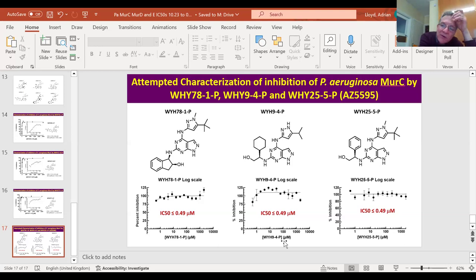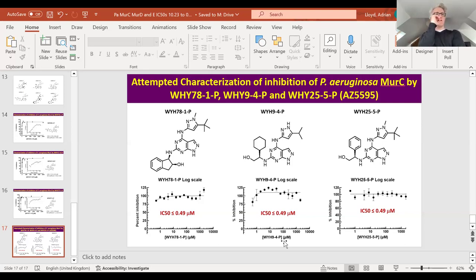And then, of course, once we've got more UDP-MurNAc in stock, we can go back and finish off the Atomwise hits that we've got against MurC. And we will, of course, polish off MurF as well. So that's the general move forward at the moment, as far as the enzymology at Warwick is concerned. Great.